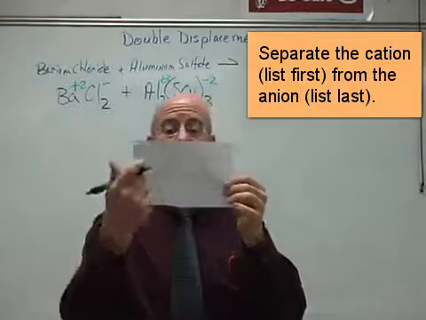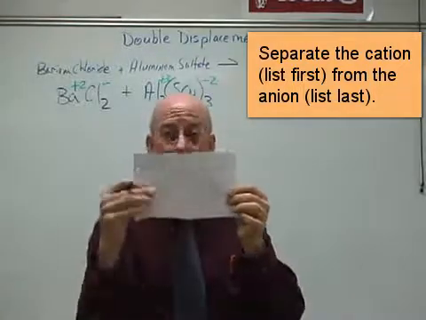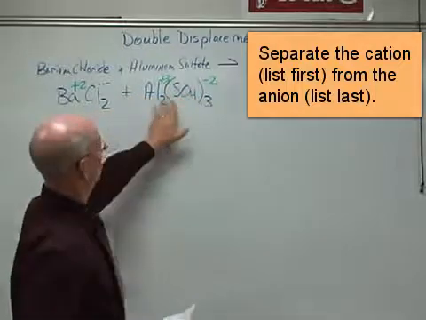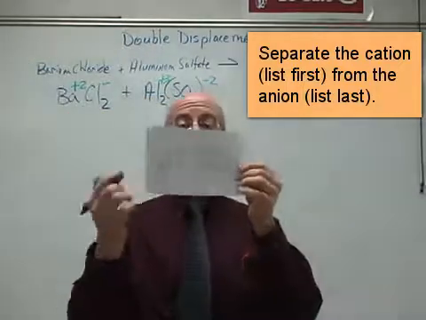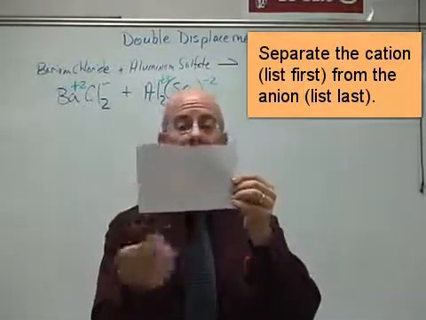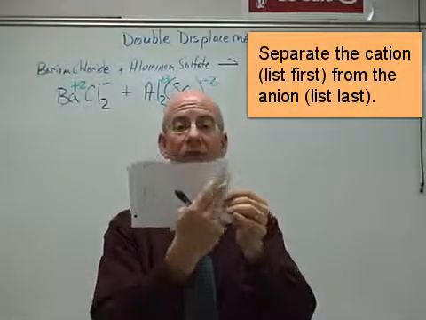So you can see I have barium and chloride. I have ions here. That's important. Do the same thing with aluminum sulfate. You'll get something like this. Aluminum is +3. It's a cation. And here's my non-metal anion, sulfate, -2.